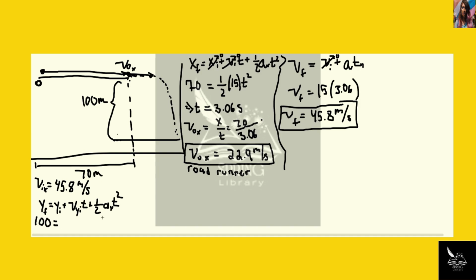Now this velocity here, there's no initial velocity in the y direction, so that's going to be 0. And you have plus 1/2 g t squared. And now we can go ahead and find time. By solving for this, we get t equals 4.52 seconds.